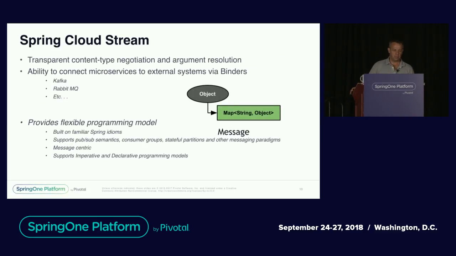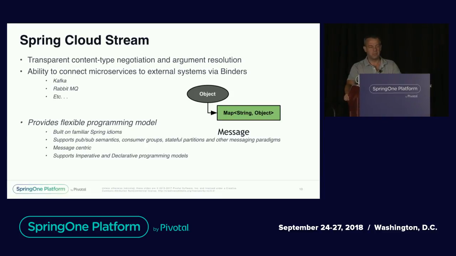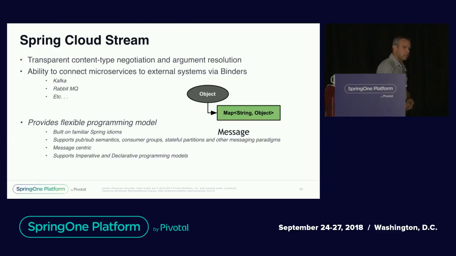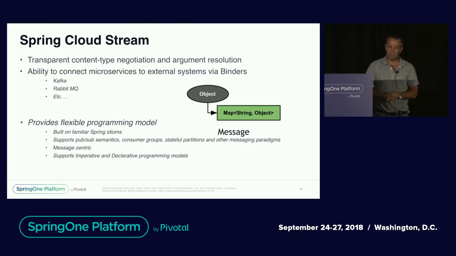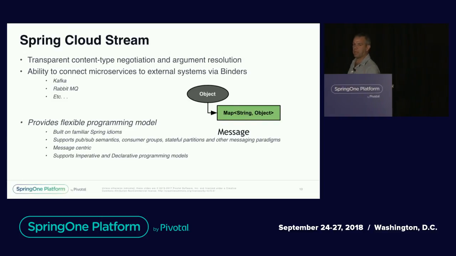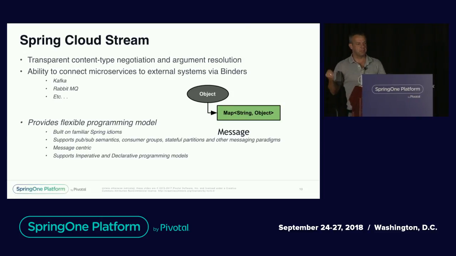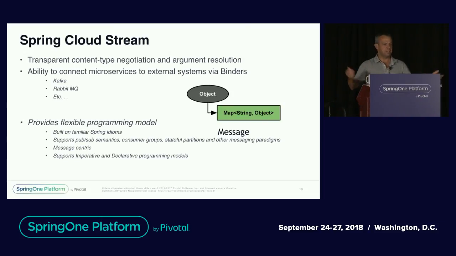Some of the features that are important to mention are transparent content type negotiation and argument resolution. When you're writing a handler, you have to understand that as a developer you're thinking in terms of the domain object. So you want to receive a person. You don't want to receive a string, a JSON string that represents the person, unless that's what you want, right? But if you don't, you want to receive an object that you can deal with, right?